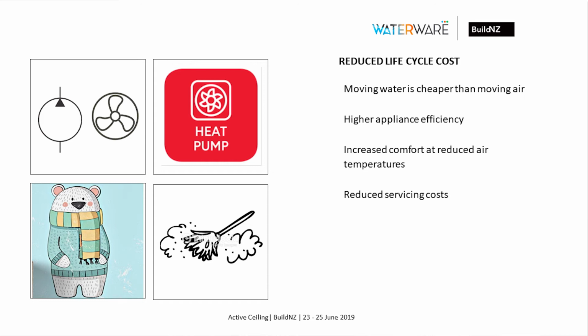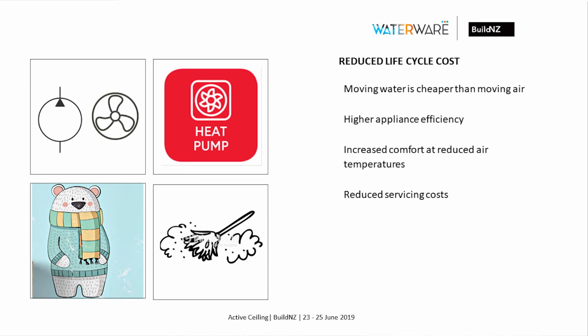The second is because we're using such a big surface area, and we've got a small difference in temperature between our target temperature in the room and the surface temperature we're trying to operate on the panel, that means the water temperature that we use is the lowest possible in heating and the highest possible in cooling mode, which means the COP from your appliance goes up.